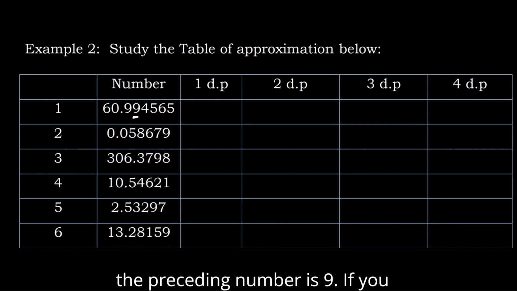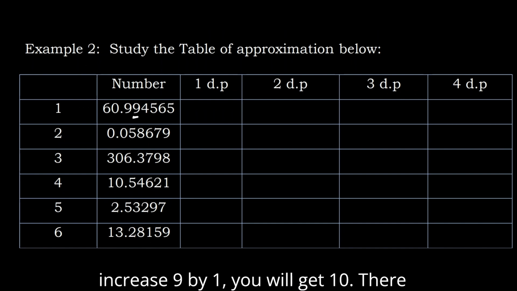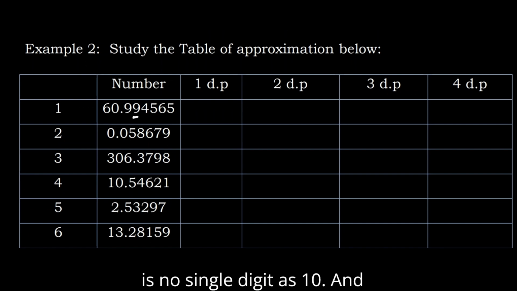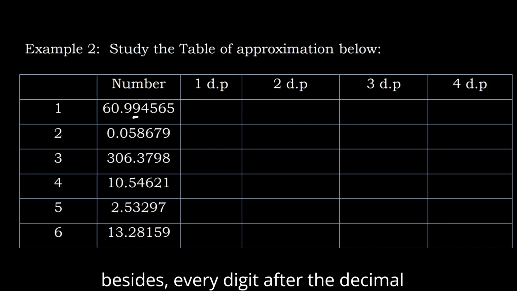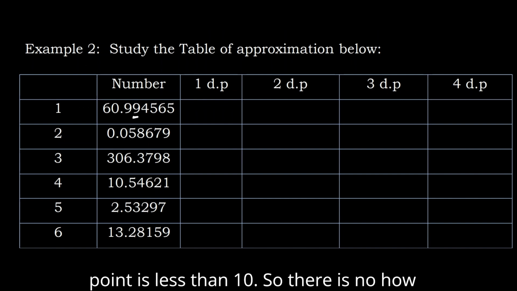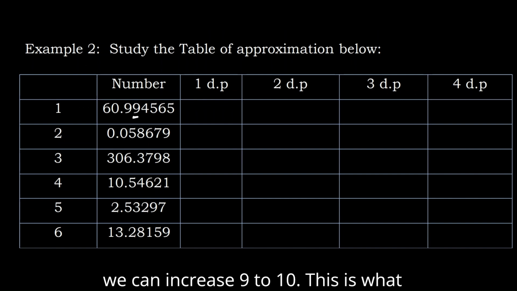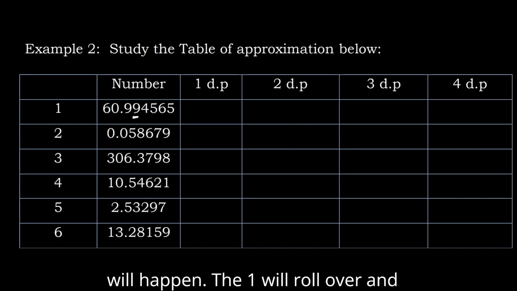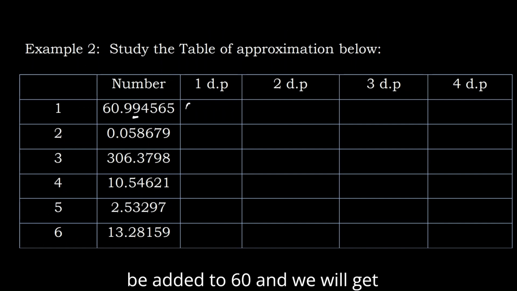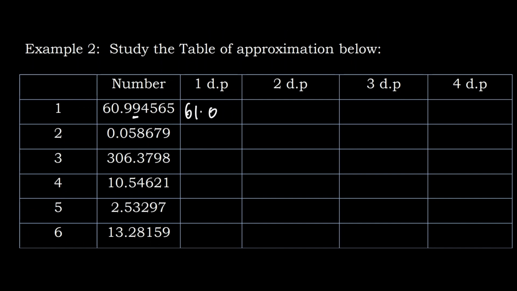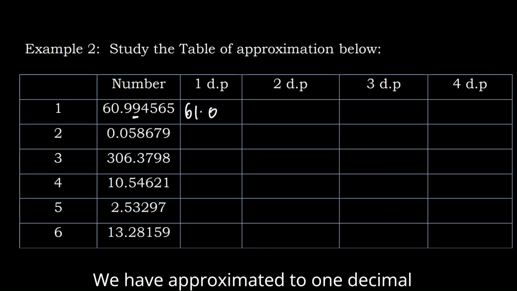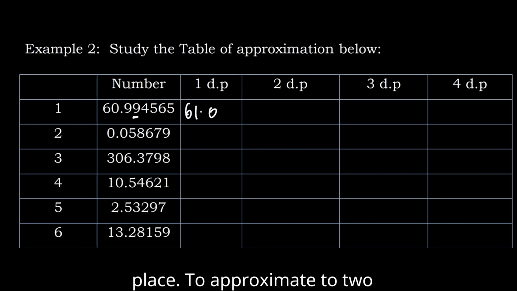But here, the preceding number is 9. If you increase 9 by 1, you will get 10. There is no single digit as 10. And besides, every digit after the decimal point is less than 10. So there is no way we can increase 9 to 10. This is what will happen. The 1 will roll over and be added to 60 and we'll get 61.0. We have approximated to 1 decimal place.